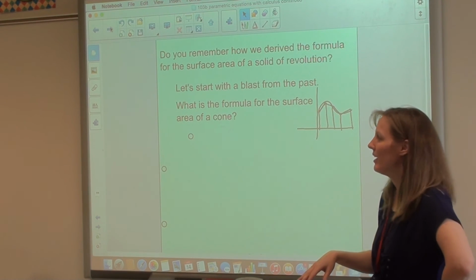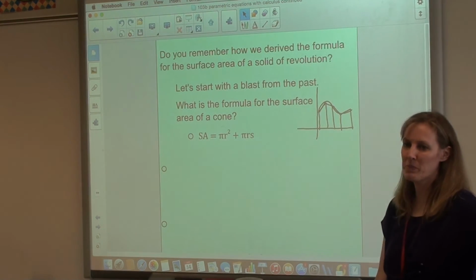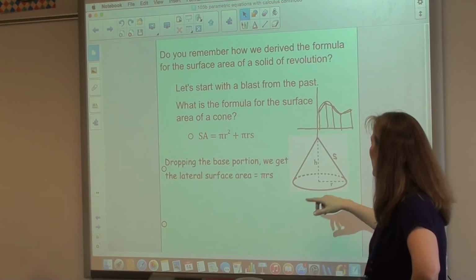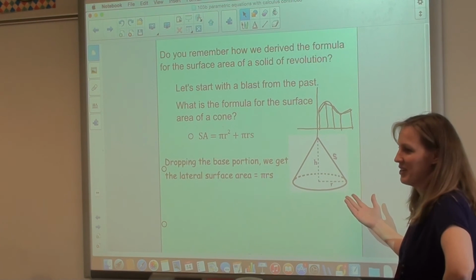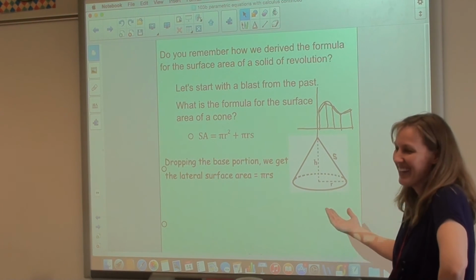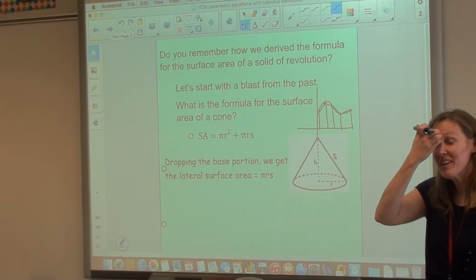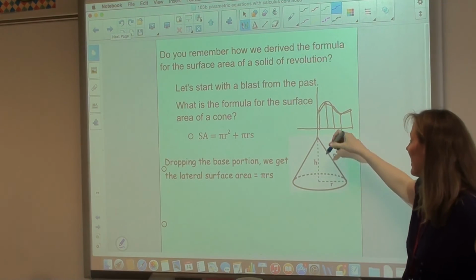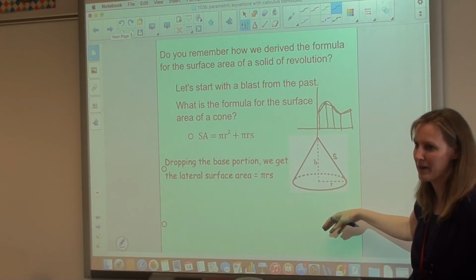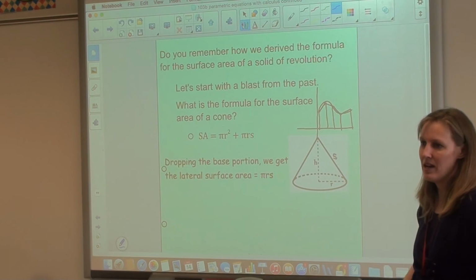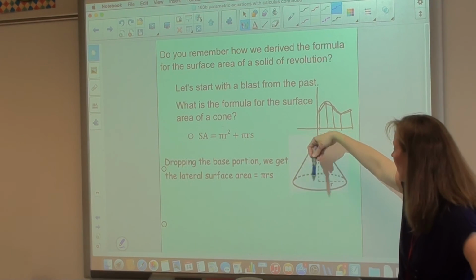Quiet down, please. All right. The formula for the surface area of a cone is pi r squared plus pi r s. If we drop the base, which apparently is really funny to say, then we get what's called the lateral surface area, which is the surface area of the cone part without the circular bottom. So it's just pi r s, where s is the slant height.